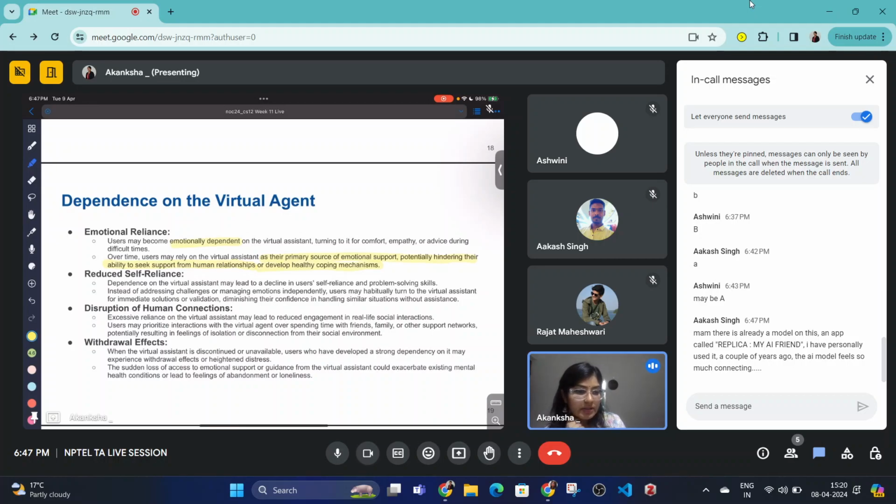There's already a model on this, an app called Replika, my AI friend. I personally used it a couple of years ago, and the AI model feels so connected. AI models are getting better and better, right? You want to interact with them, and somehow you feel this is very nice, and you will go back again and again. If you have any problem, like please find the answer for this. Which is not wrong, but becoming dependent and not even talking to some other human being, that is becoming too dependent, right? That's what we want to avoid.